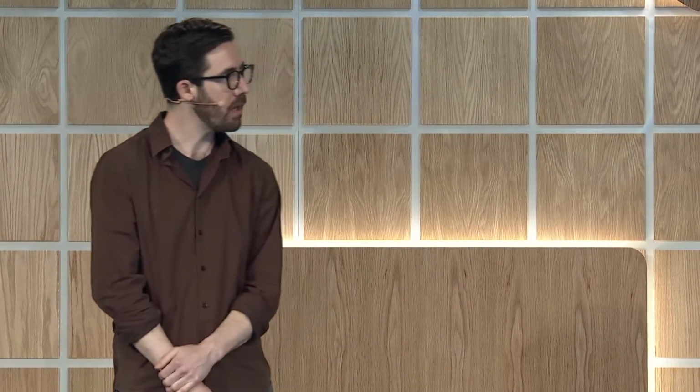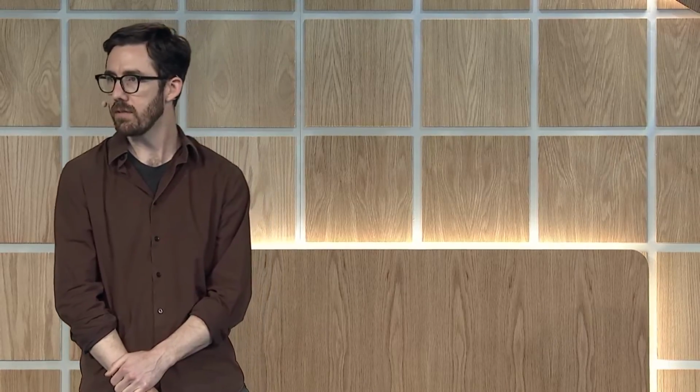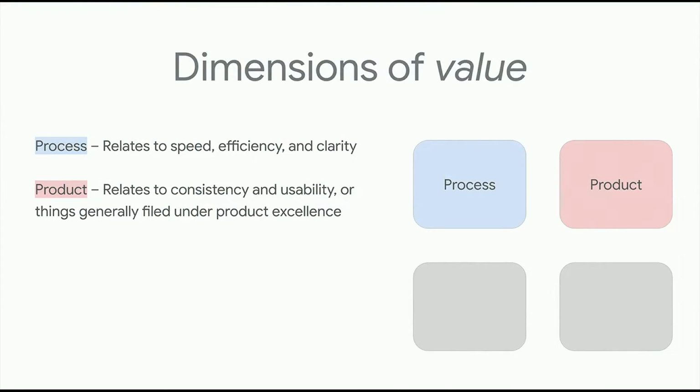So when we talk about value, we actually mean something pretty specific. We did an entire research study just on this subject, and we found when teams talk about value, they frequently bring up two different things. Process, or things that are related to speed, efficiency, and clarity, and then product, things that are related to consistency and usability, things that are very commonly filed under product excellence. But the research actually also revealed two additional dimensions of value that are equally important.